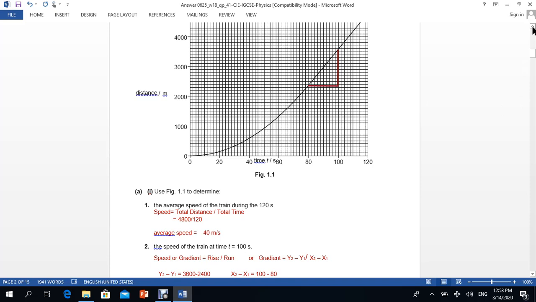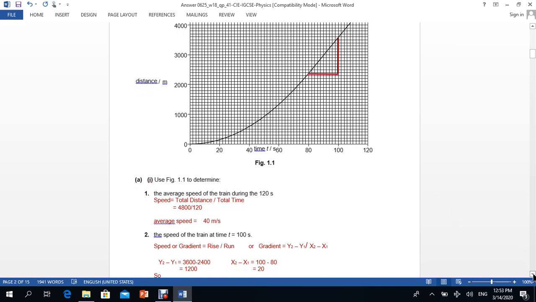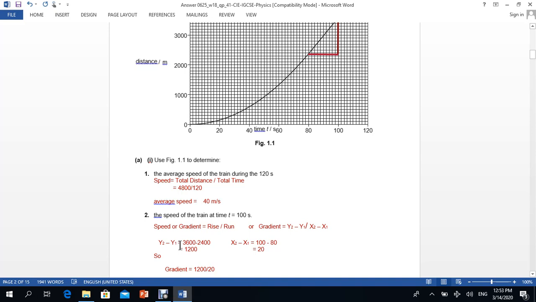Regarding that, I can use the same formula you use in mathematics. Gradient equals rise over run, and sometimes you use the formula y2 minus y1 divided by x2 minus x1. For me this is y1, this is y2, this is x1 and this is x2. So y2 minus y1 means 3600, which is above here, minus 2400, this is just above here.